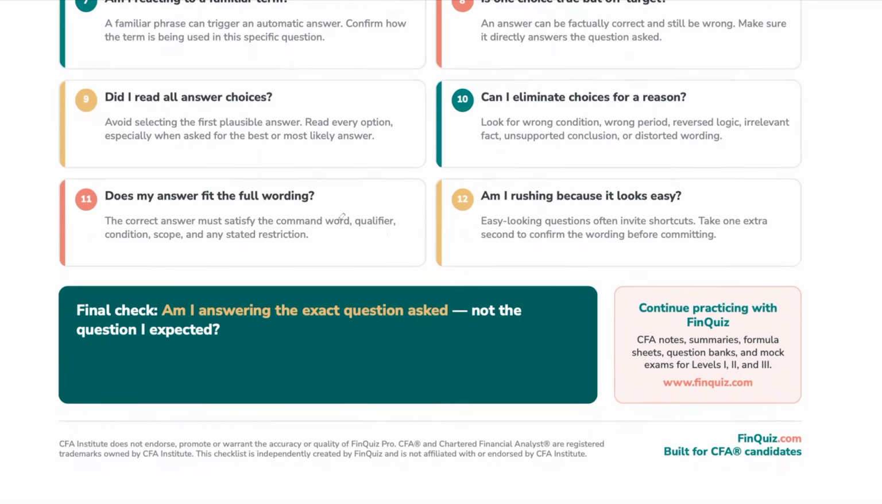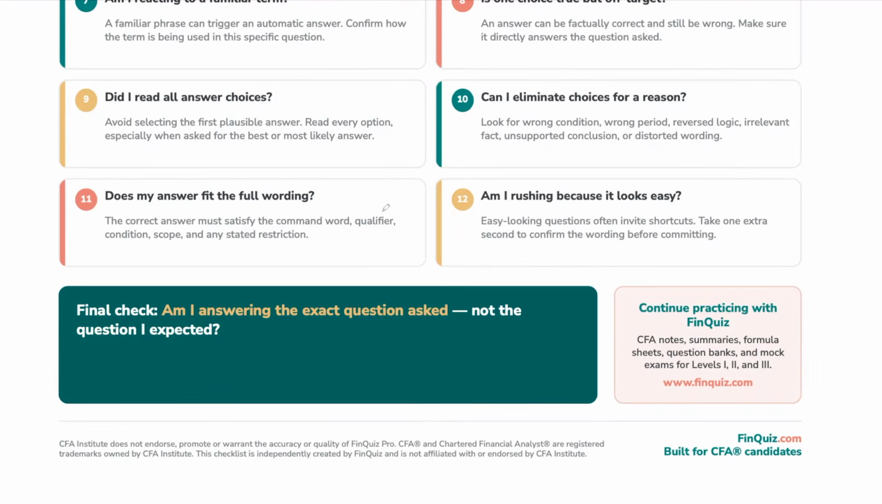That sounds technical, but in normal language, it means that before selecting the answer, ask yourself, does this answer fit everything the question asked? Not half of it, not the general topic, the whole thing. For example, if the question asks about interest paid under US GAAP and its effect on cash flow from operations, your answer must fit US GAAP, interest paid, and operating cash flow.